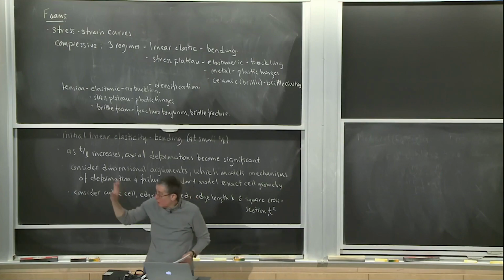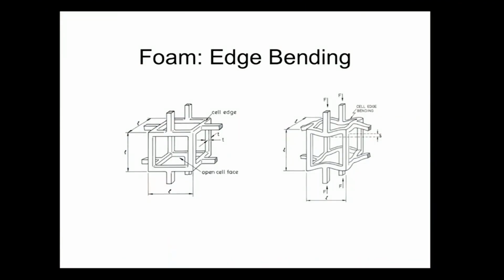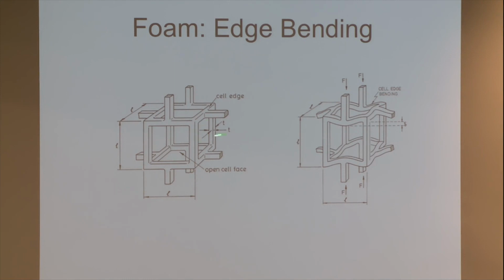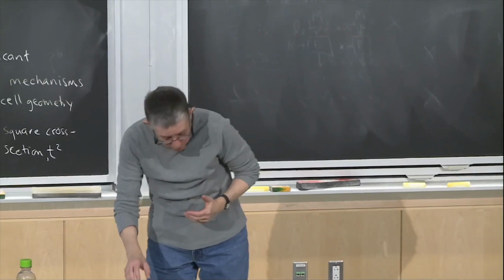So here's our idealized model with the cubic cell. All the members have a length L, all of them have a square cross-section T squared. And that's an open cell model. We've got just solid on the edges and nothing on the faces. And the idea is that if I load that in compression, so I apply, say, a stress out here that puts forces on those members, because I've staggered these cell walls, we're going to get bending in this cell edge here, and that bending is what we model.